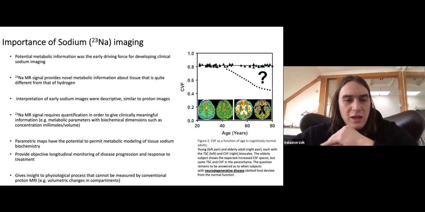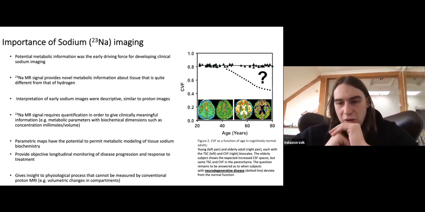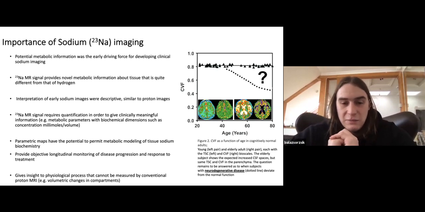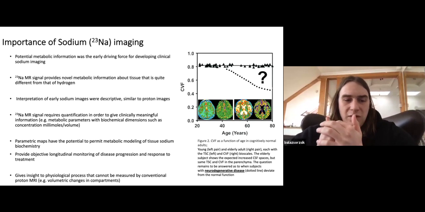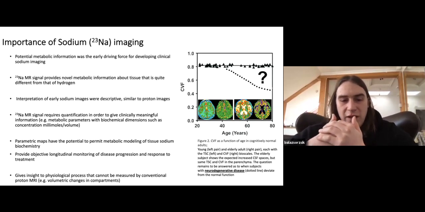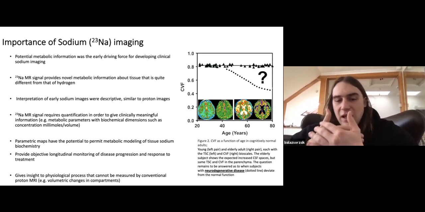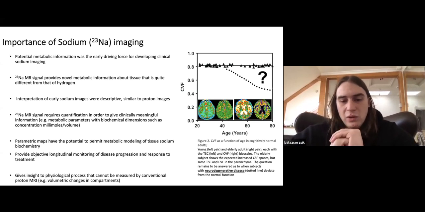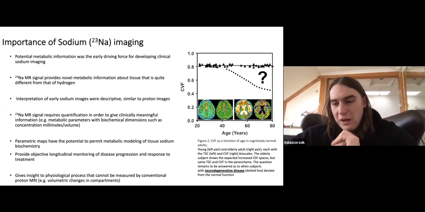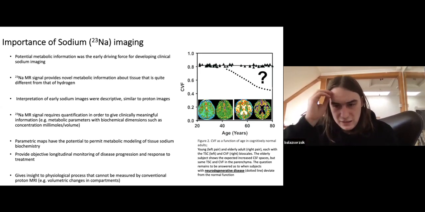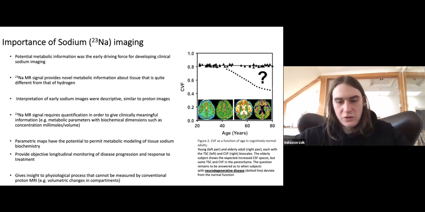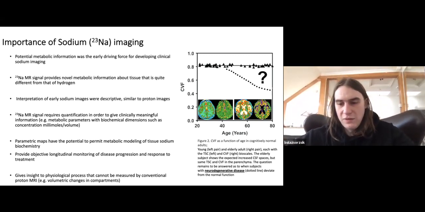In order to get something out of sodium imaging, some form of quantification has to be done. Basically, through quantification, we make parametric maps that allow us to model some kind of biochemical or structural process. Before I explain what I mean by that, I will show you what I mean by quantification.